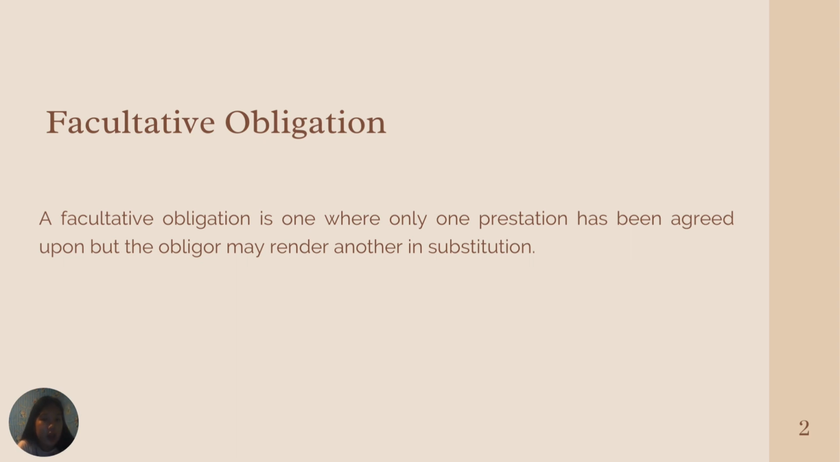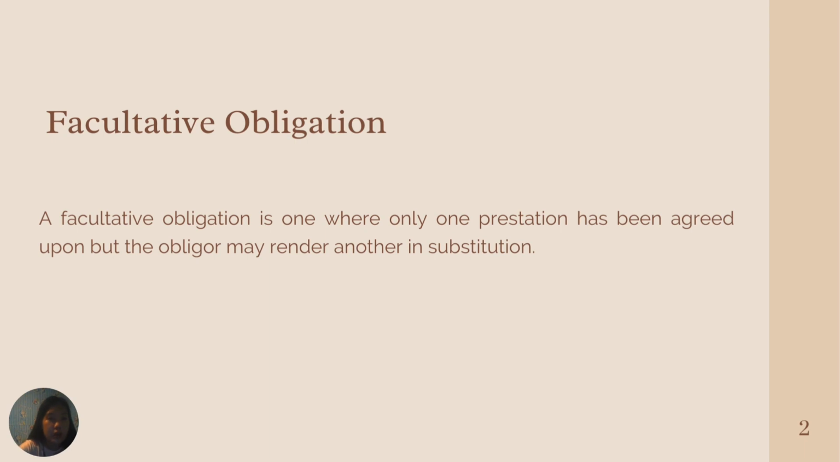Okay, second example: I will mortgage my land to secure my debt, which shall be payable within 90 days upon my failure to pay my debt within 30 days. So here, I may mortgage my land in substitution of the obligation to make payment within 30 days.